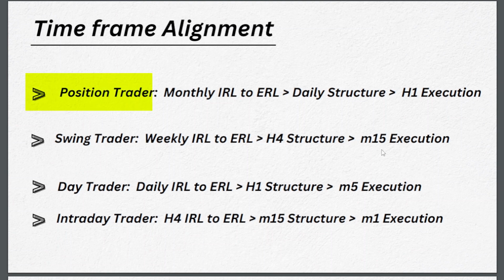If you are a position trader, then we will use monthly time as our higher time frame. We will use the monthly chart to mark internal range liquidity and external range liquidity. When market hits our internal range liquidity, we will draw a structure in the daily chart and we can take entry in the lower time frame, which is the 1 hour chart.